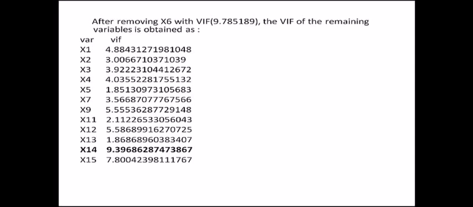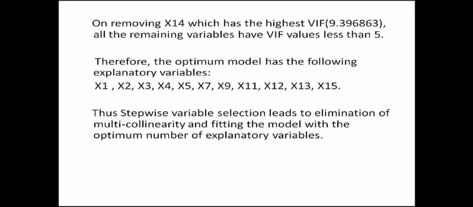It so happens that after removing X14 from my database, I have 11 variables left, and when I draw a linear regression between these 11 explanatory variables and the dependent variable, all the VIF values come out to be less than 5. That means the optimum model should have the following explanatory variables: X1, X2, X3, X4, X5, X7, X9, X11, 12, 13, and 15. We have iteratively removed the variables x6, x10, x14, and x9.